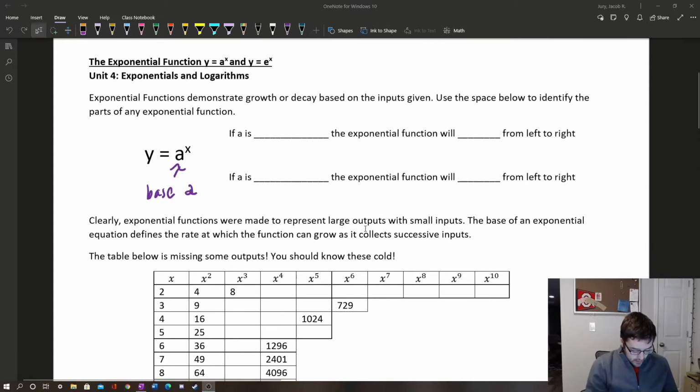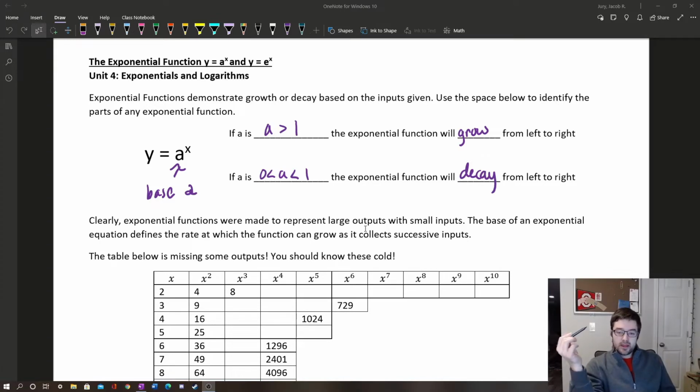So if a is greater than 1, then the exponential function will grow from left to right. So its slope will become steeper as it gets closer to positive infinity, is another way to say that. If a is between 0 and 1, the exponential function will decay.